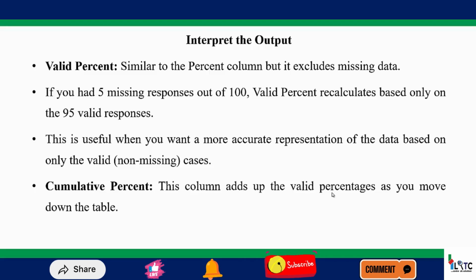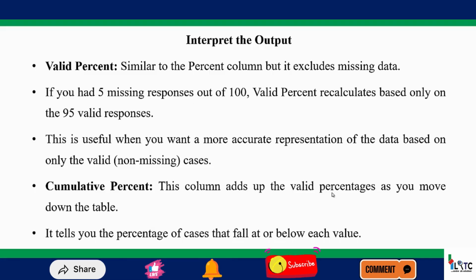The next point that you also need to take note of is the cumulative percentage. And what does this mean? This one simply adds up the valid percentage as you move down the table. For instance, if for satisfied you have 10% and for unsatisfied you have 20%, the first one for cumulative percentage will be 10, the next one will be 30, because it's going to add the next percentage to the previous one. So that's why it is called cumulative. So at the end of the day, you will have 100%.